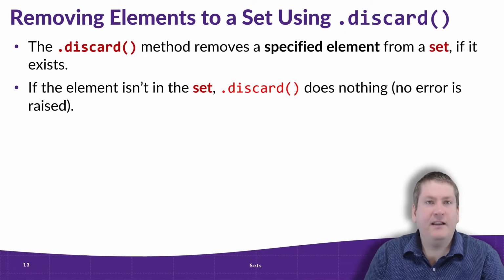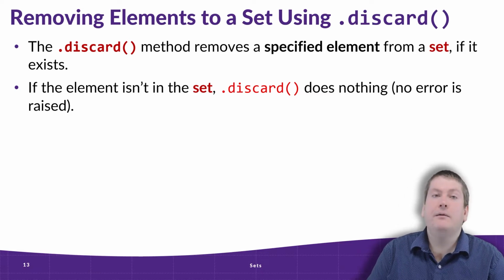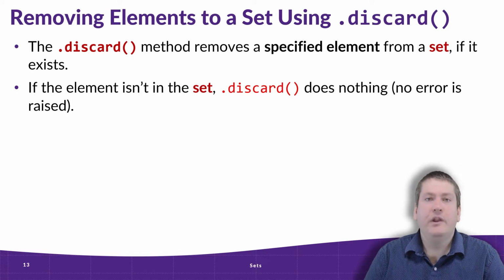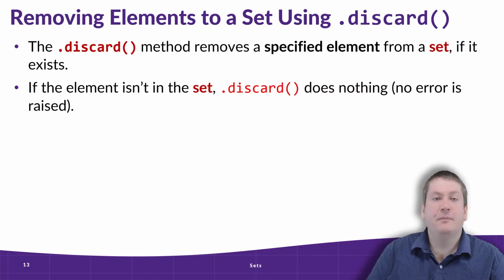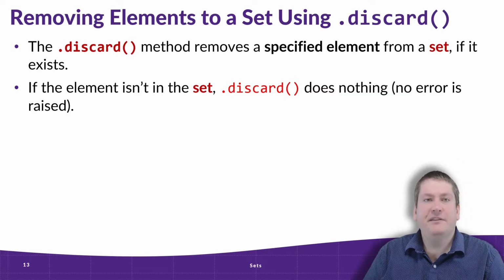Next, since we can add elements, there's probably a way to remove elements, which is true. There's actually a few different ways we can do that, and one of them is with the discard method. And it does what you'd expect. It removes the specified element from the set if it exists. So discard is going to take one argument, that's going to be an element. It's going to look for that element in the set, and if it's there, it's going to remove it. If it doesn't find it, it doesn't do anything, no error is returned.